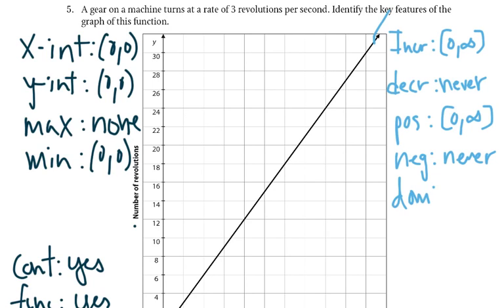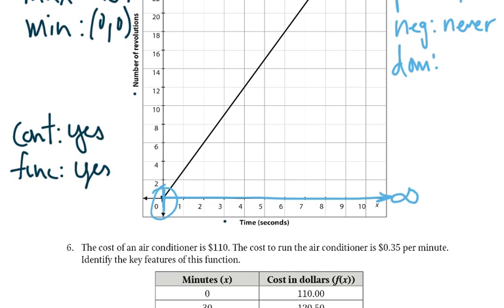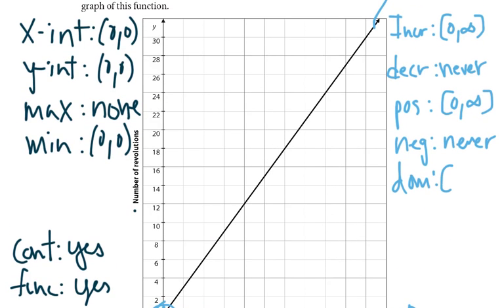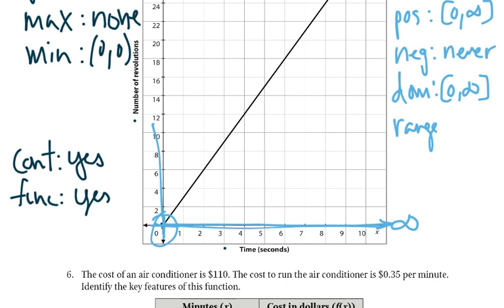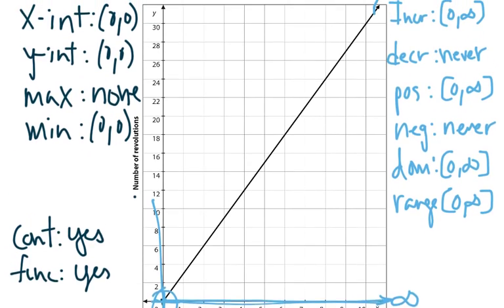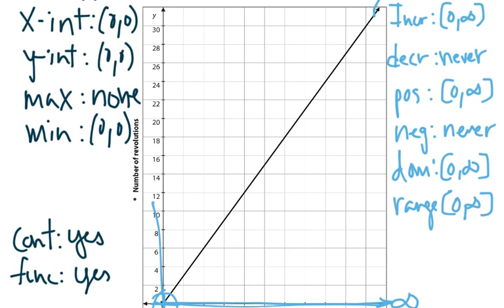What's our domain? Well, it starts at 0 again and just keeps going for our x values, so 0 to infinity. And what's our range? Well, our range starts at 0, and then it's just going to keep going up, so it'd be 0 to infinity there as well. And it's not exponential, so there's no asymptote. So there we go for that one, guys.